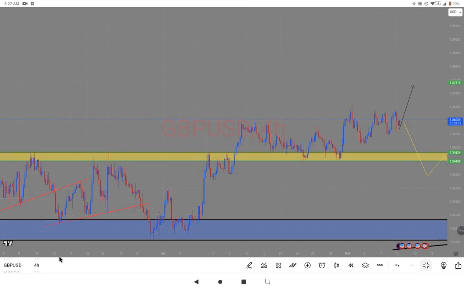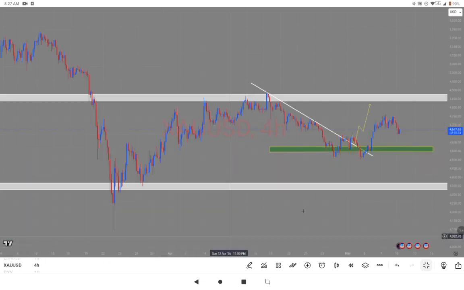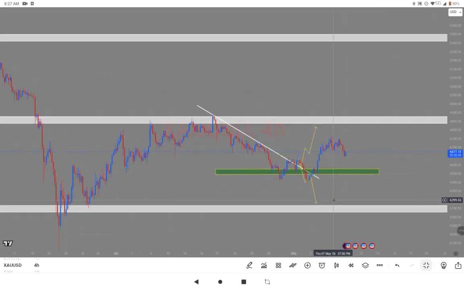I'll just go straight to gold, XAUUSD. Last week I was expecting that XAUUSD might pull back to this green zone right here, and then we continue to the upside. And then when the market opened, I noticed that the pullback was kind of slow.